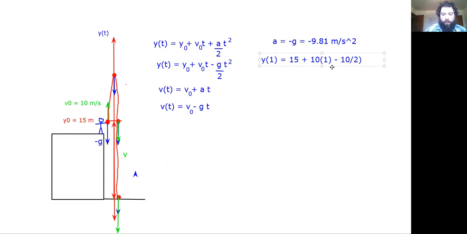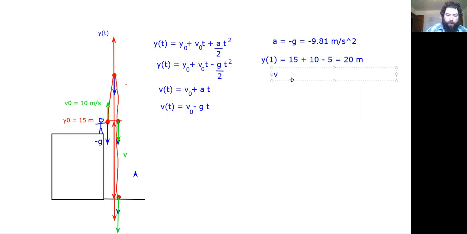And so that's 5. And we know 10 times 1 is that. We know this is 5. And that's going to be multiplied by 1 squared, which is 1, times 5 is 5. So that's going to give us an initial height of 20 meters. You can go ahead and work that out for yourself if you'd like. I did it kind of fast there, but that means it's going to be at 20 meters.